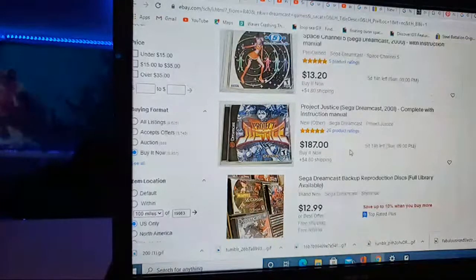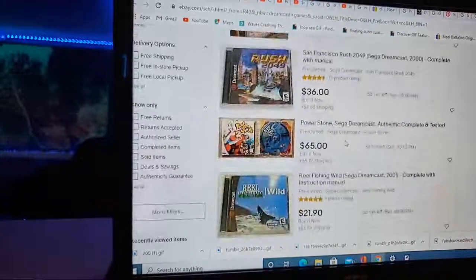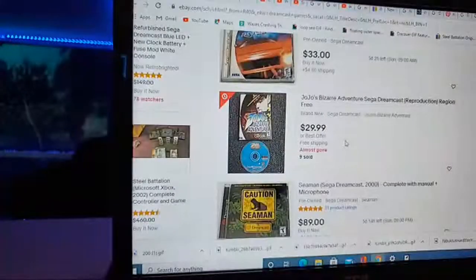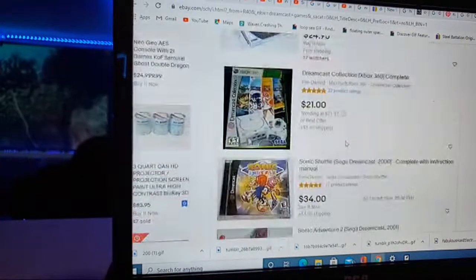But then again, once I get it, I don't want to play it because it's 100. Good, that's a good game. See if somebody else got it. They got it for cheaper. That's a good fighting game. Blue Stinger, I got that. I never finished Blue Stinger. JoJo's Bizarre Adventure. Caution, Seaman. I thought that game was so gross.